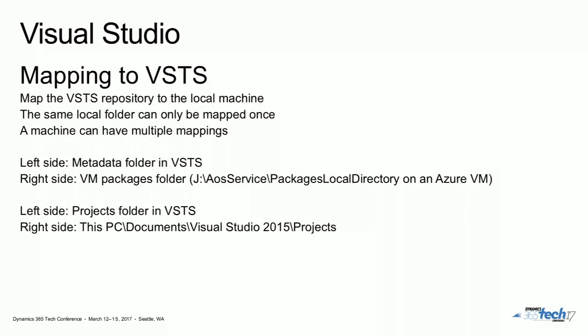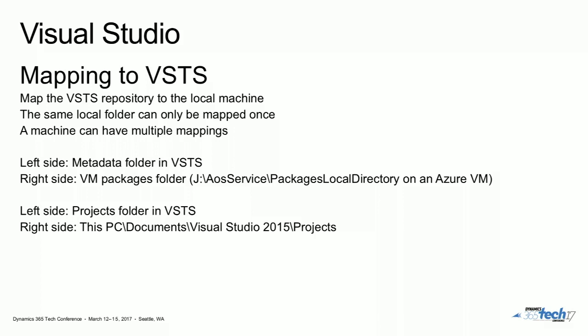So I showed you that you map VSTS, the VSTS repository, which is an online website, to the local machine. Of course, you need a local copy of those files, because that's how you compile and how things are fast. The same local folder on a machine can only be mapped once. That's why two people can't use the same VM. You can't log in as person A and person B on the same VM, because you both can't map the packages folder. Not to mention, there's probably not enough horsepower for both of you to be on there at the same time.